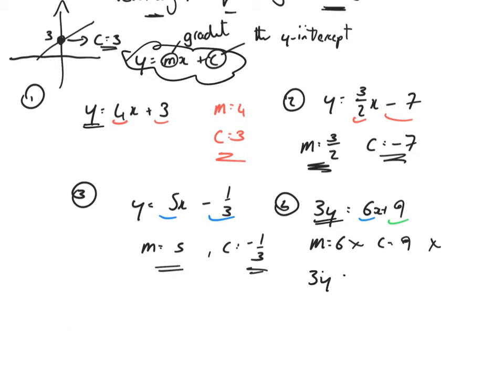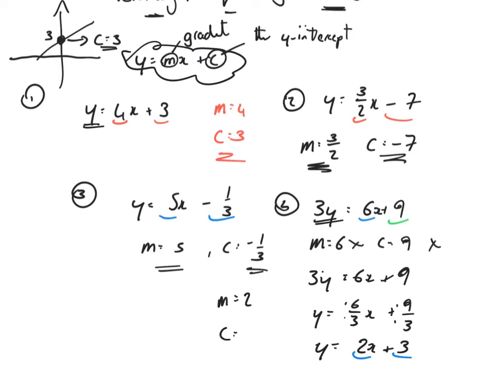So if we've got 3y equals 6x plus 9, divide both sides by 3, 3 divided by 3 brings that down to y, and then that would be 6 over 3x plus 9 over 3. We can now simplify that down. 6 divided by 3 is 2, so that's 2x, and 9 divided by 3 is 3, so 2x plus 3. Now we can pick out the gradient and the y-intercept. The gradient is 2 and the y-intercept is 3.